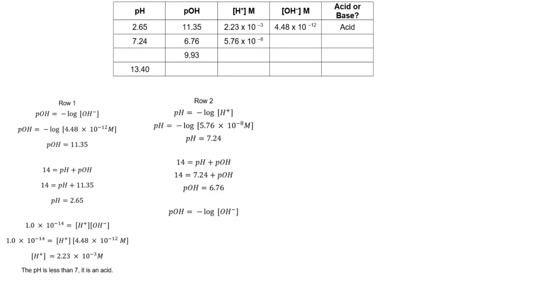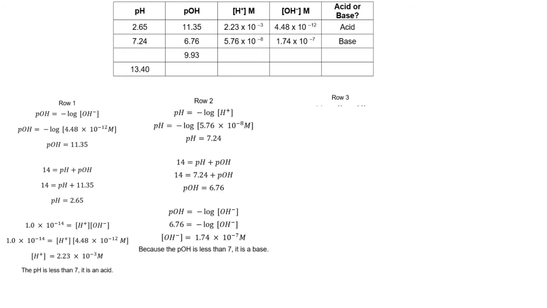Finally, I need my concentration of hydroxide. Here is my equation. Plugging in my value for pOH, I get a hydroxide concentration of 1.74 times 10 to the negative 7. Now I have all my values. Let's determine if this is an acid or a base. In this case, let's look at pOH. Because pOH is less than 7, this is a base. Now on to my third row.